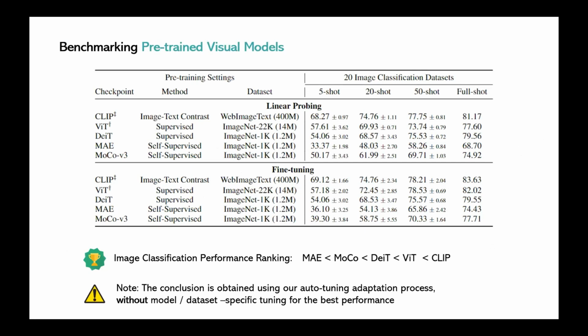So now we can take a look at the result. We are reporting the average results for 20 image classification datasets under different numbers of training examples. And surprisingly, we found that the model performance ranks differently than some of the previously reported results. We see that MAE is actually worse than MOCO V3, and self-supervised learning methods are worse than supervised learning methods. And it turns out language-image pre-training methods such as CLIP perform the best.